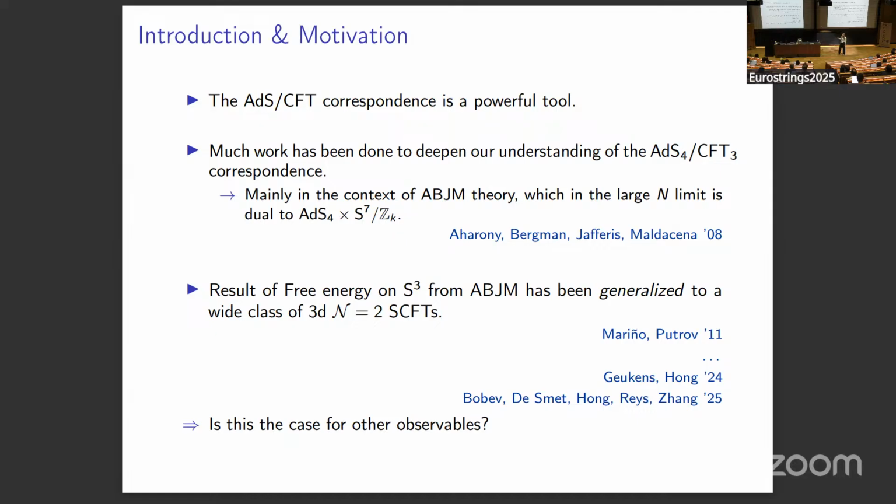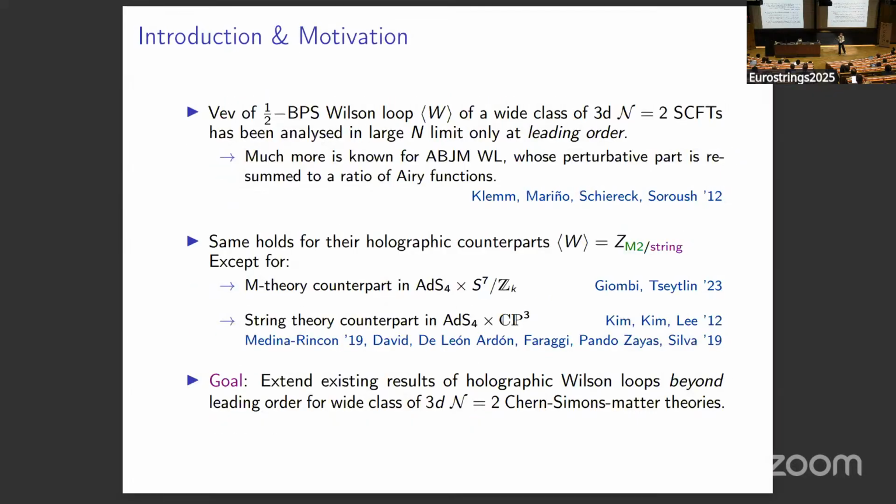So specifically, the free energy on S3 in a wider class of 3D N=2 Chern-Simons matter theories also has the form of this kind of Airy function. Of course, the arguments inside it will depend on the specific theory that you consider. But this poses the natural question if this is also the case for other observables. And this is what we're interested in. And specifically, we will look at a different observable, namely the vacuum expectation value of a 1/2 BPS Wilson loop.